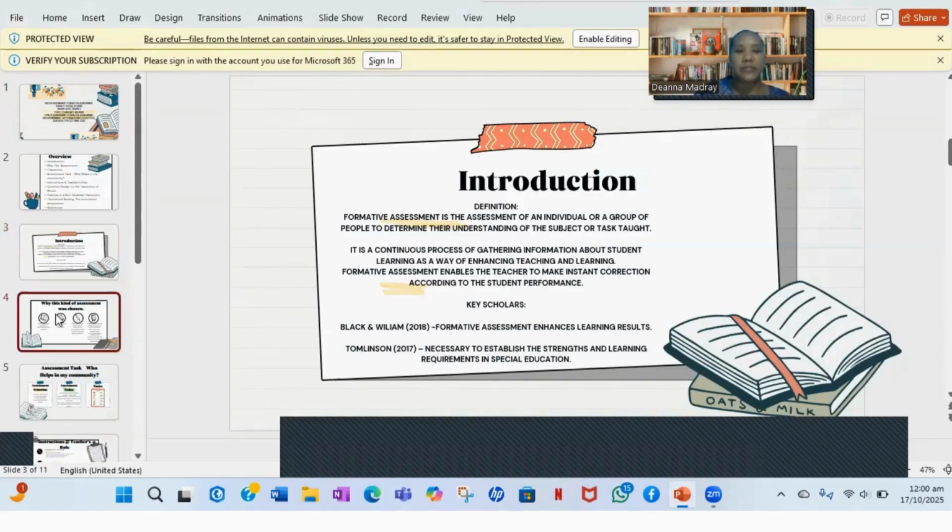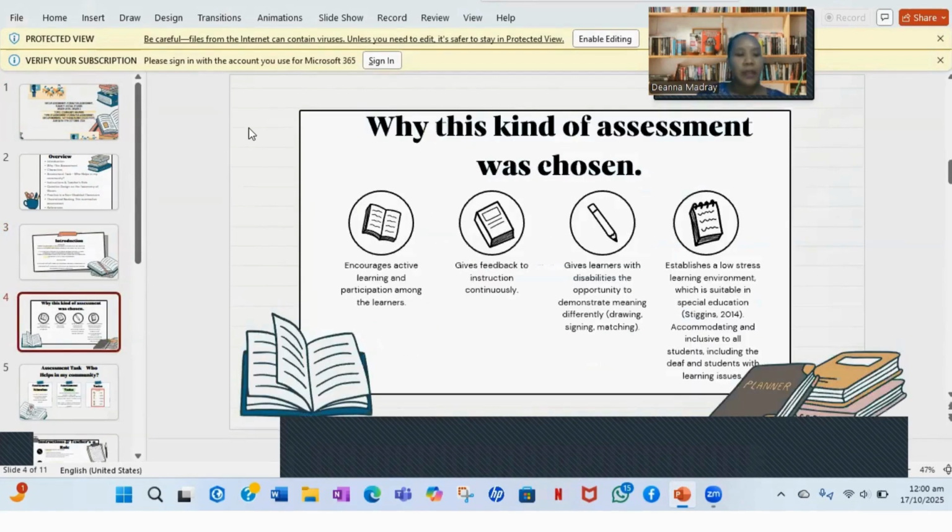Why was this approach chosen? In our classroom, especially those serving diverse learners, the why behind this choice of assessment method is critical. Why should we choose this kind of assessment over traditional methods? First, formative assessment gives feedback to instruction continuously. This means we do not have to wait for a final grade to realize a concept was grasped. We get immediate feedback that allows us to make those crucial instant corrections based on student performance.